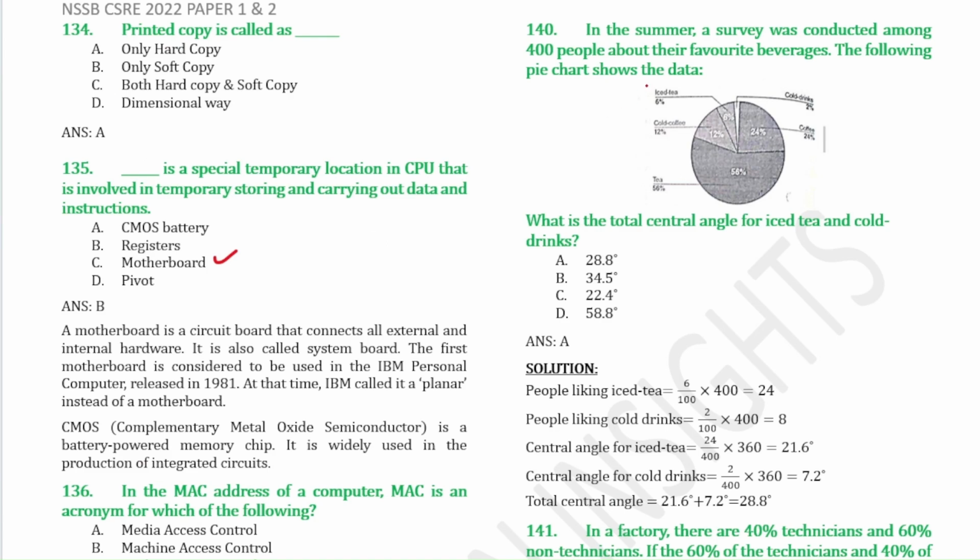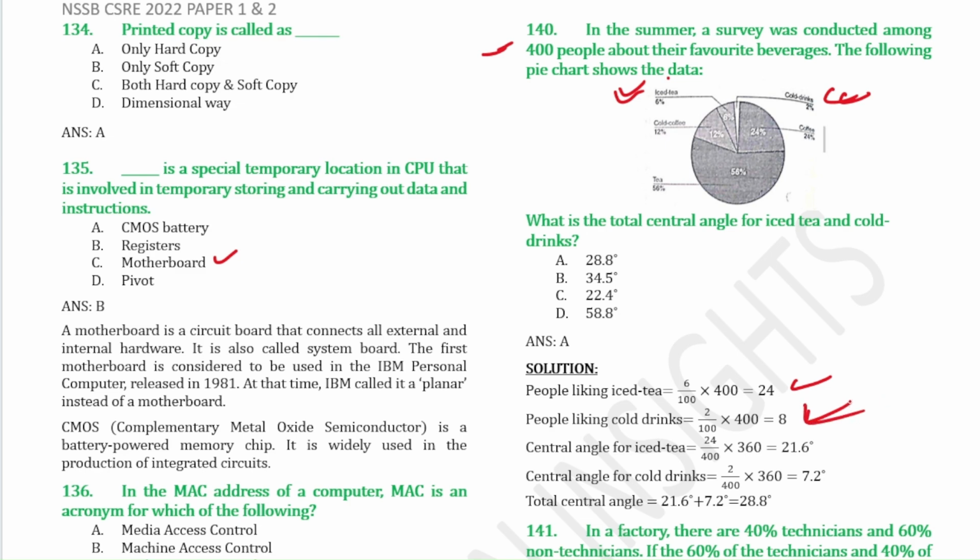Next question. In this question, we have to find the total central angle for iced tea and cold drink. So firstly, we have to find the number of people. The total number of people is given, and then the percentage is given, like how many people like this one. People liking iced tea is 6%, so 6% of 400 will give you 24, and people liking cold drink is 2%, so 2% of 400 will give you 8.